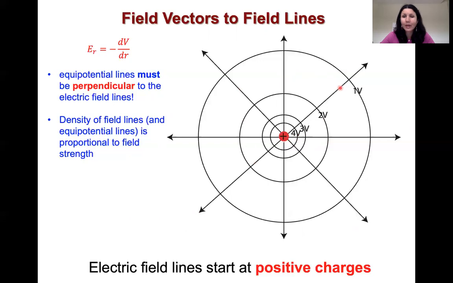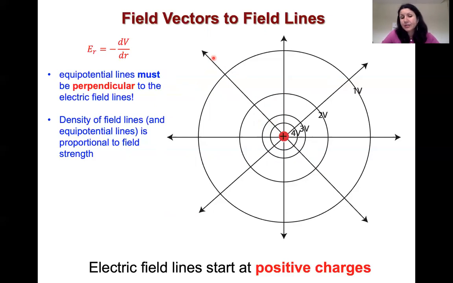So always away from the positive charge, because remember, electric field points in the direction of decreasing voltage. And also this density tells us about the magnitude. So you see that over here close to the charge, the field lines are more dense. There are more field lines per unit area compared to out here. They get more spread out, smaller electric field, a smaller magnitude of electric field.